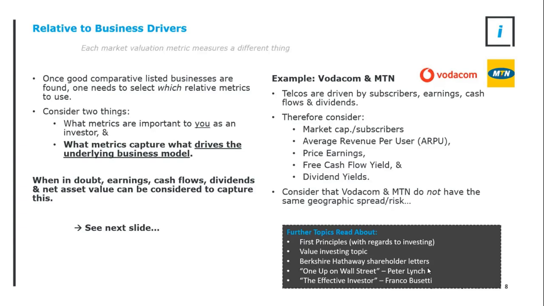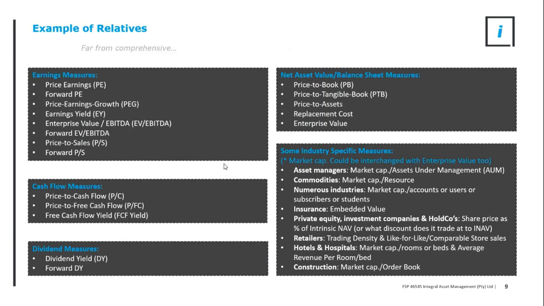In One Up on Wall Street, Peter Lynch touches on some of these things. The Effective Investor as well, all good background things to read. But in terms of relatives, here are some good collections of them. I will not unpack these individually. Like I said, these are all well-known relatives and easy to Google. You can search them on your own, but I put them in collections.